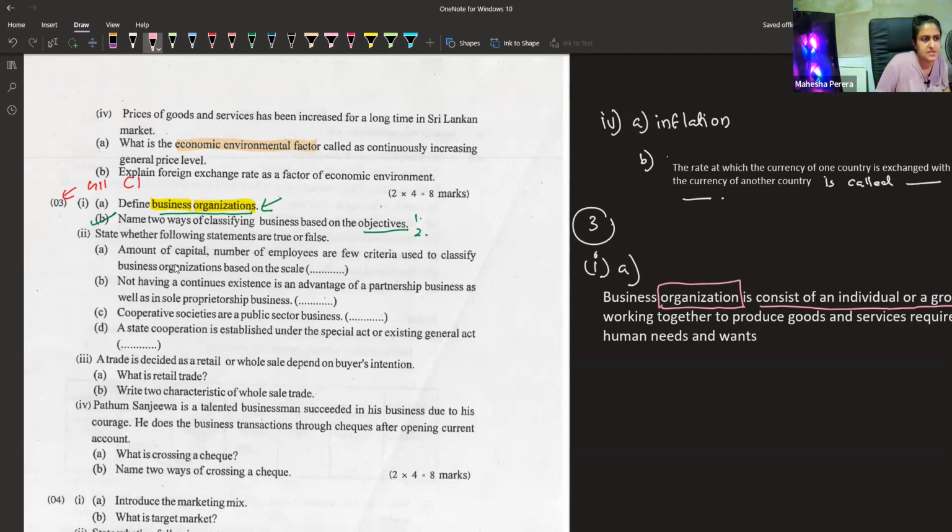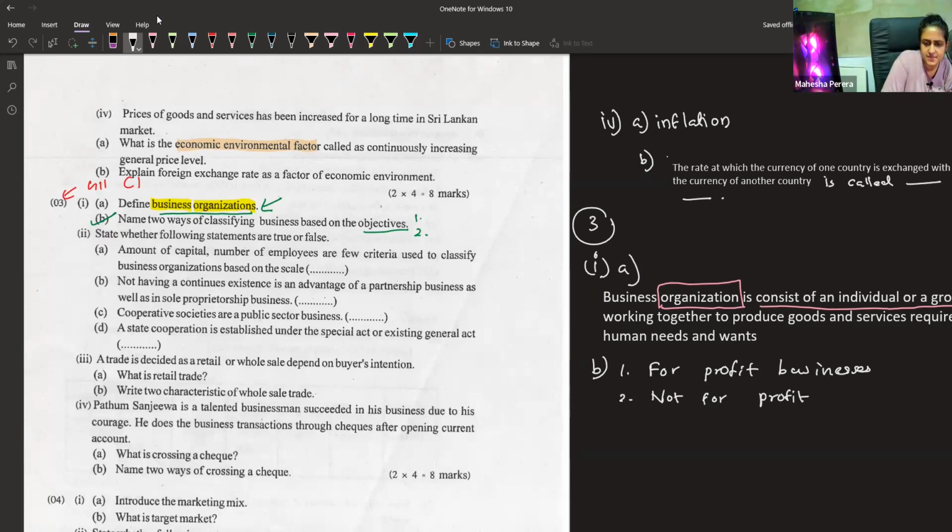For profit businesses and not for profit businesses. I write the answers for B, Puta. For B, number 1, for profit businesses. Right. Second one, not for profit businesses. Right. Okay.